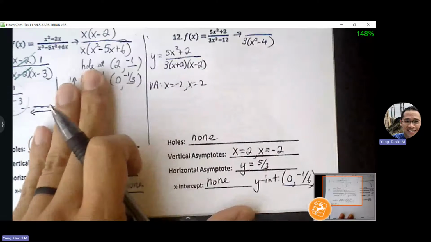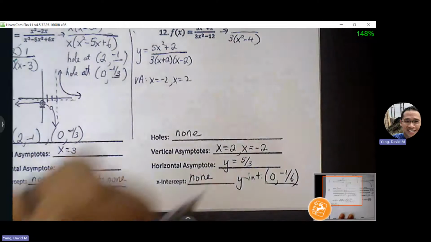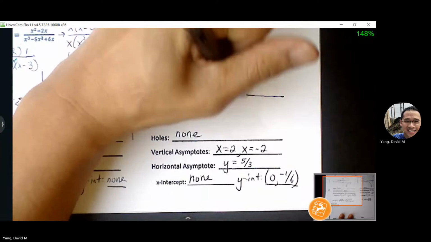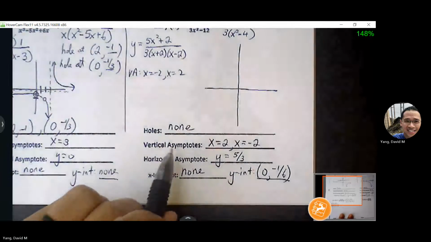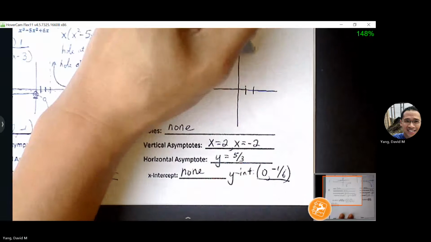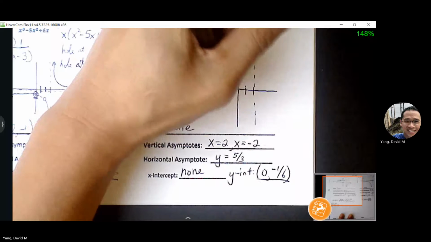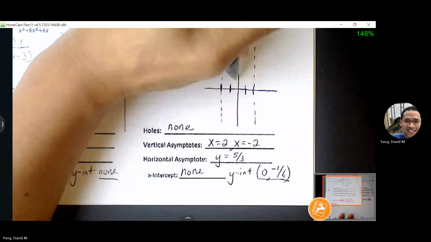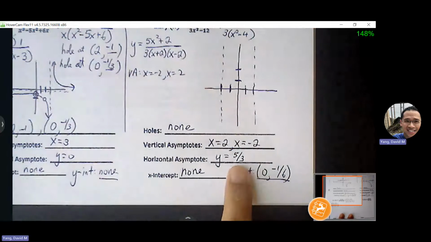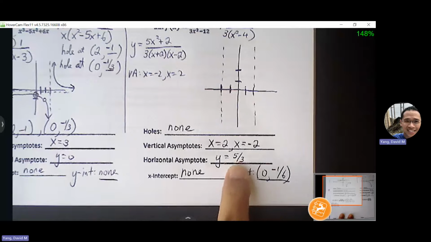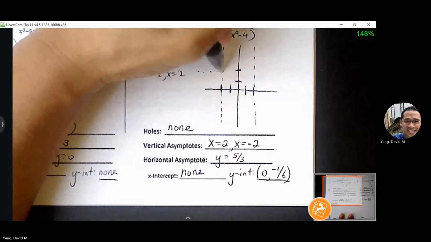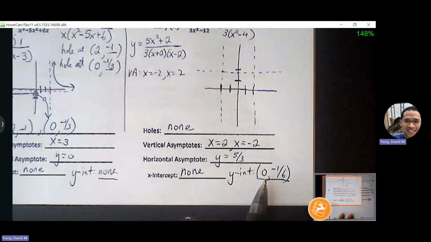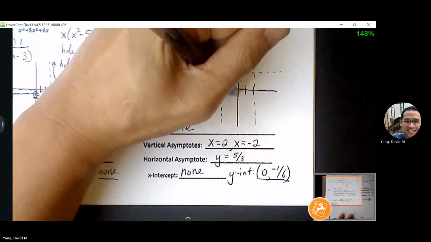Okay, let's see if we can get a picture of the graph just from these few properties that we have in front of us. Five thirds is slightly less than 3. Sorry, less than 2. 6/3 is 2. 5/3 is slightly less than 2. I do have a y-intercept that's (0, -1/6). Going to plot a point here.